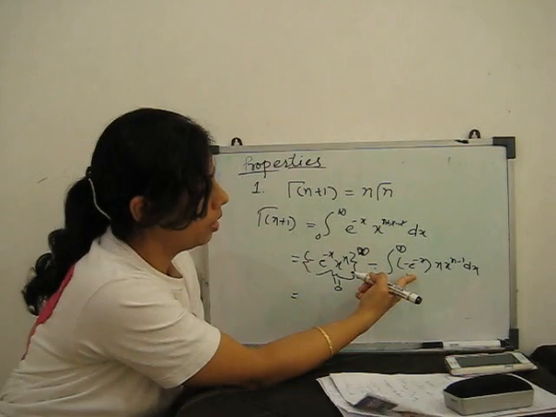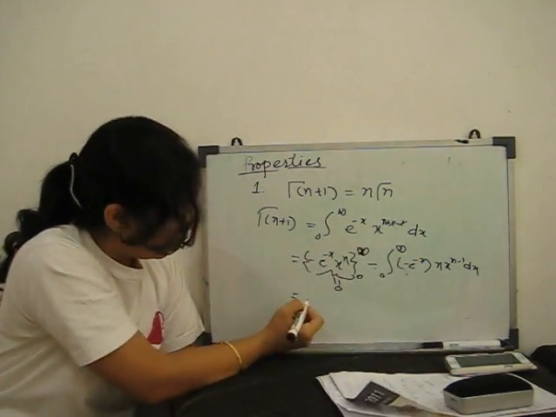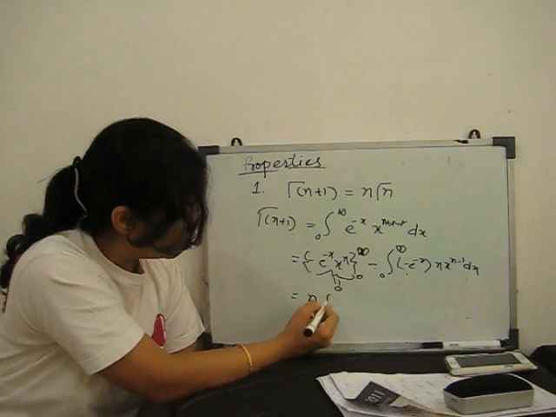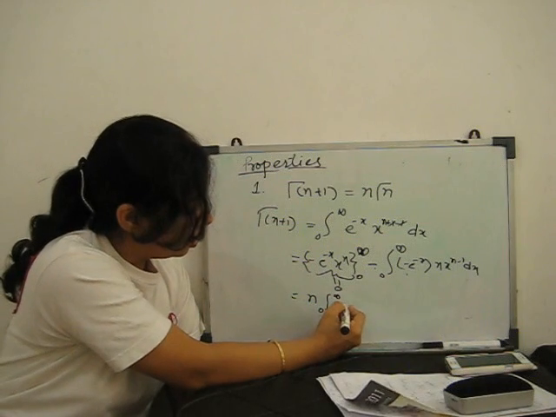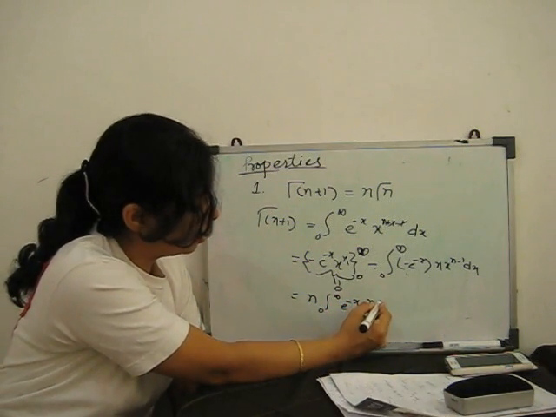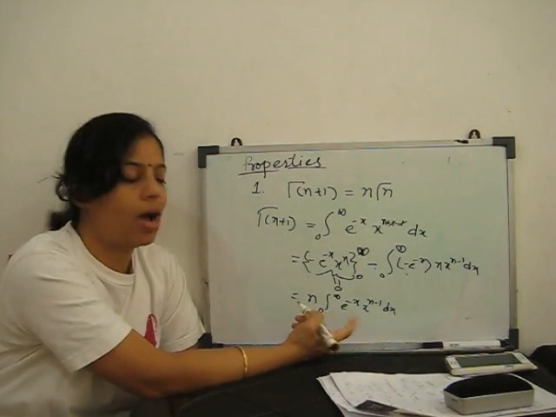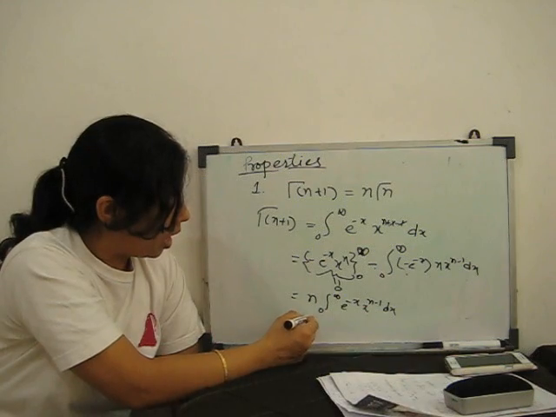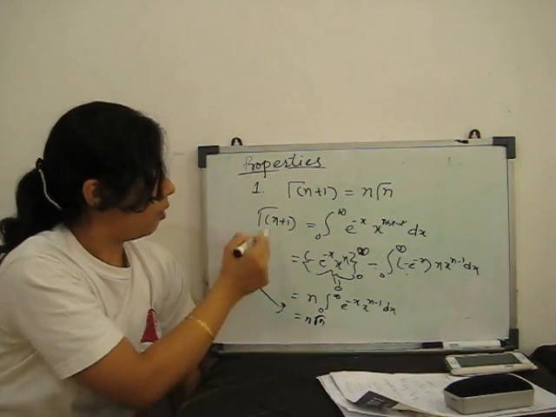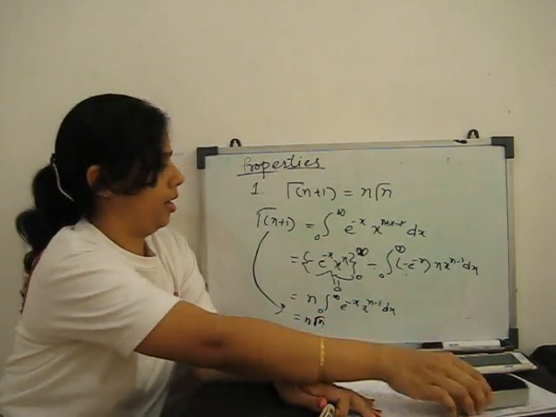So we have e to the power minus x, x to the power n minus 1. Since n is a constant, taking it outside, we have the integral from 0 to infinity of e to the power minus x, x to the power n minus 1, dx. What is this? Yes, gamma n. So it becomes n gamma n, meaning gamma of n plus 1 is equal to n gamma n.